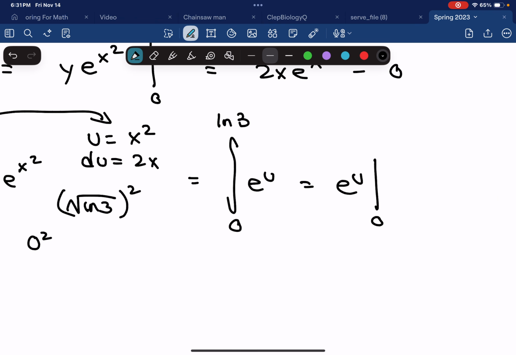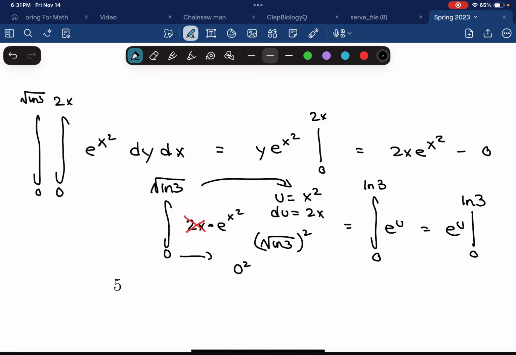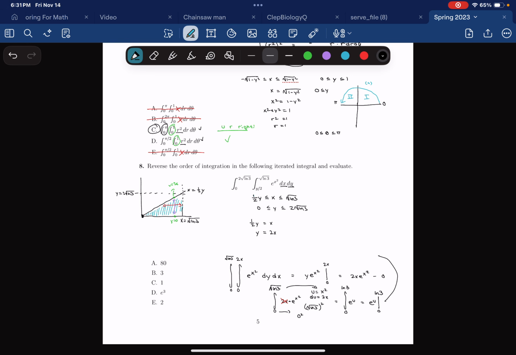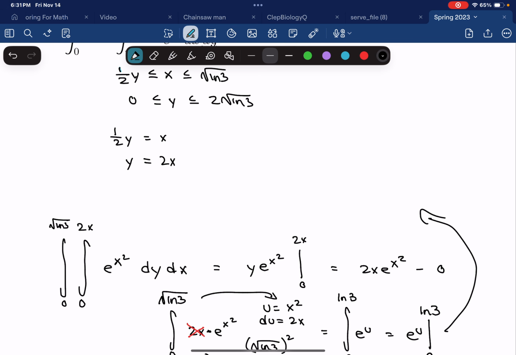From 0 to natural log of 3. In this case, let me bring this up here. This just gets you e to the power of natural log of 3 minus e to the 0, which is just 1. So you get e to the natural log of 3 minus 1.